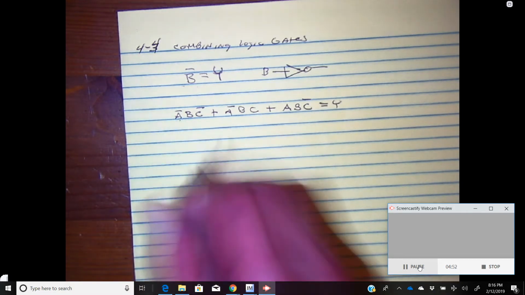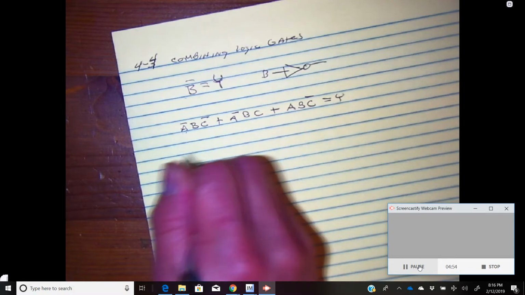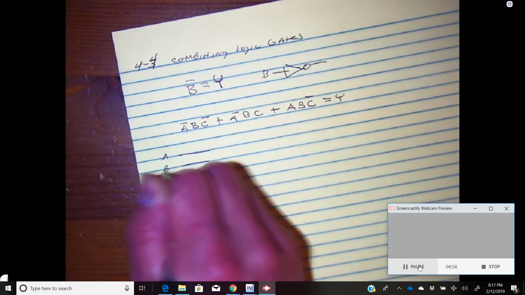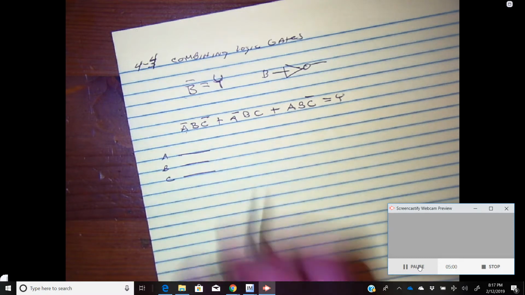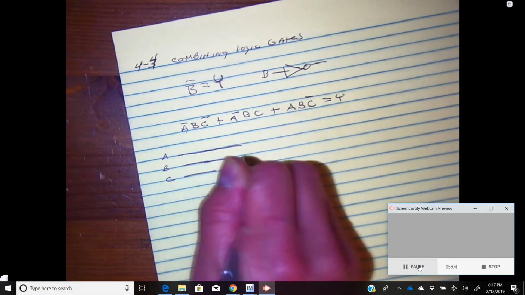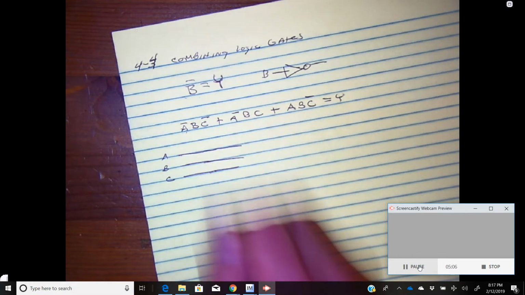So let's get these ANDs first. Let's get my power lines first here: A, B, and C. And let's say that I'm going to draw it out this way. So I'm just going to start connecting up my power lines down here.